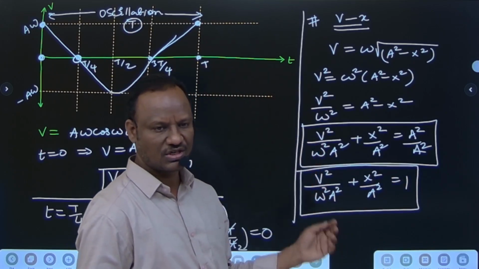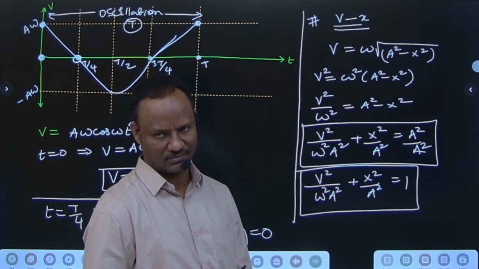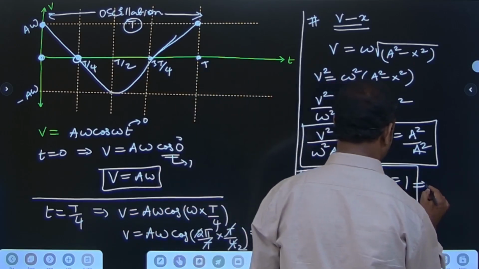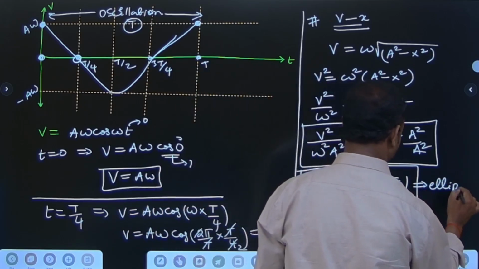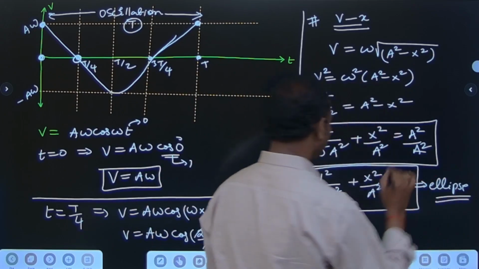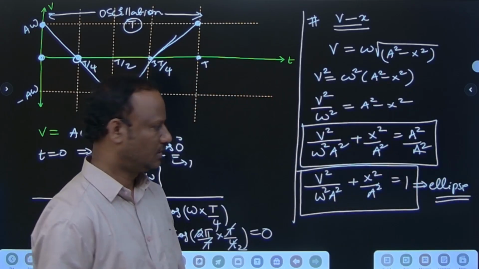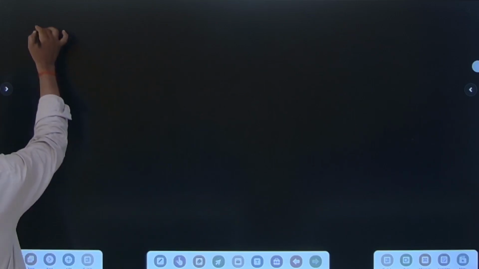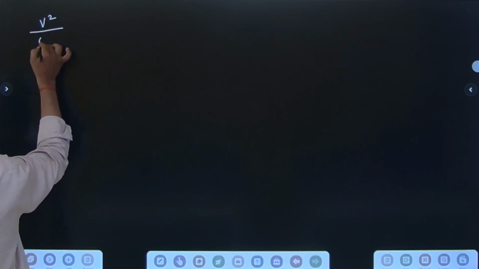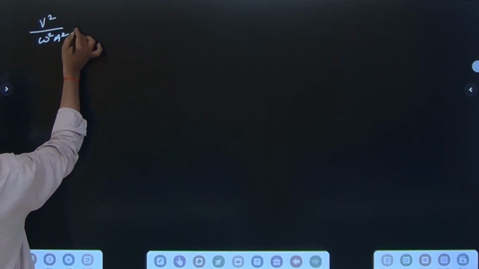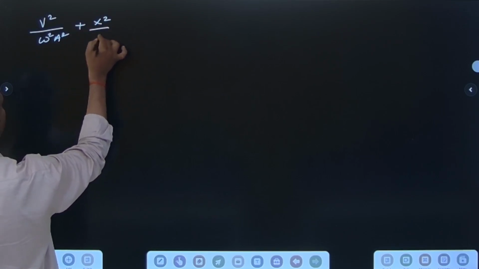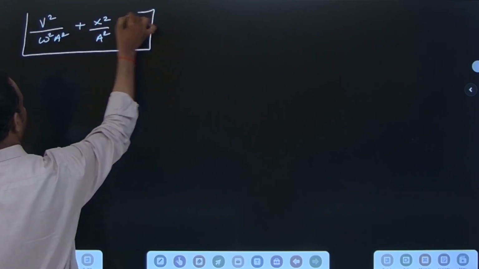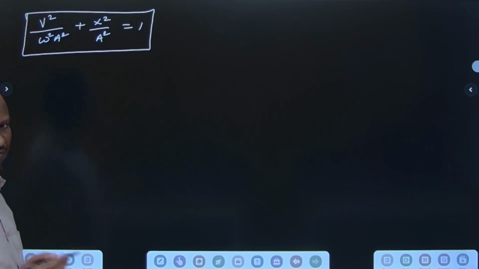This is the general equation of an ellipse. So this is an ellipse. How is this ellipse formed? What do you say from here? First condition: V square by omega square a square plus x square by a square is equal to 1. This is position, velocity.